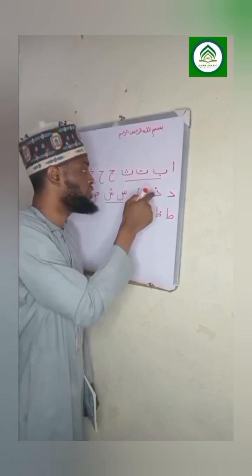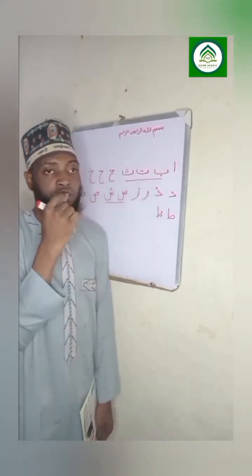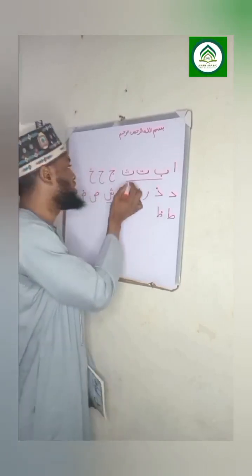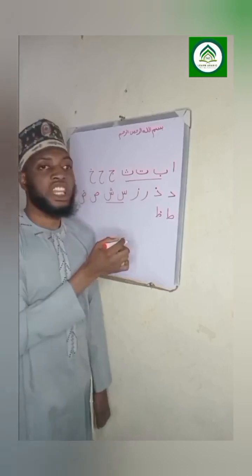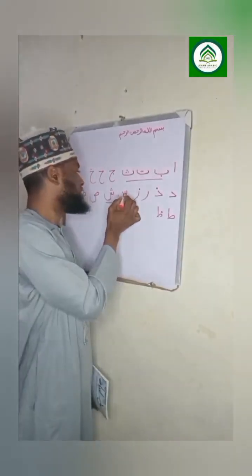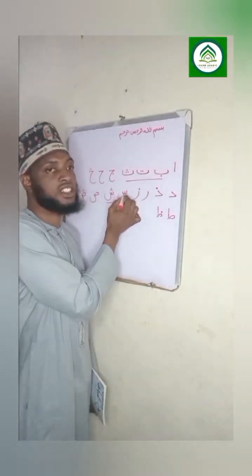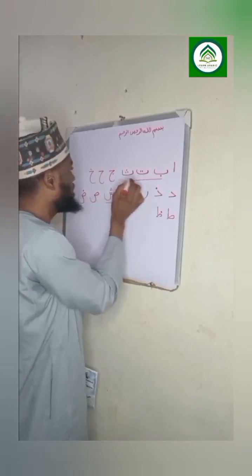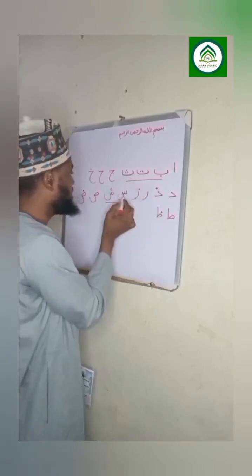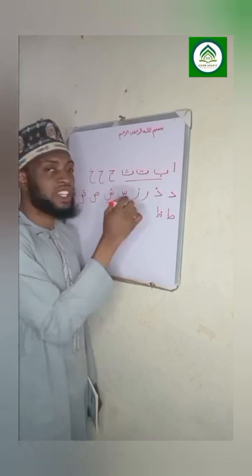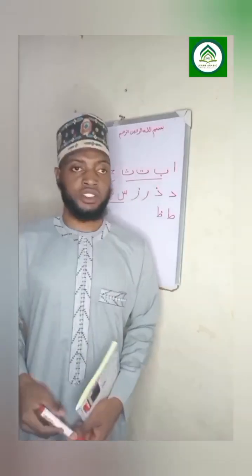If you want to pronounce this one, you bring out the tip of your tongue a little bit. This one is voiceless. Tha, Tha, Tha. And this one, Sin, Sin. That's why this one is Sad. So these four letters, Tha, Zal, Sin, Sad, mostly have similar sounds, but they are not the same. Now let us move to the next letter.